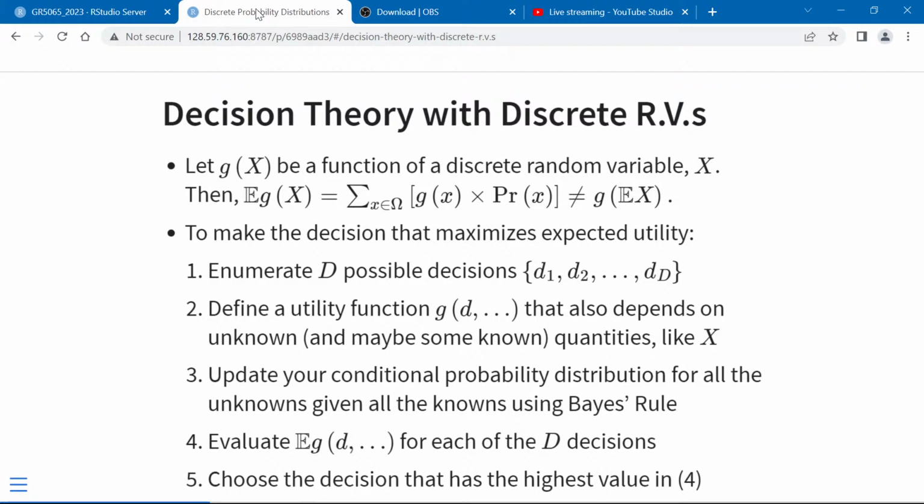And the expectation of g is the sum over the entire sample space of x of g of x times the probability that x occurs. That is the expectation of g, but in general, that cannot be computed correctly by evaluating the g function at the expectation of x. In a special case where g is a linear function, that would be okay, but it is not true in general that the expectation of a function is equal to the function evaluated at the expectation. That is not true.